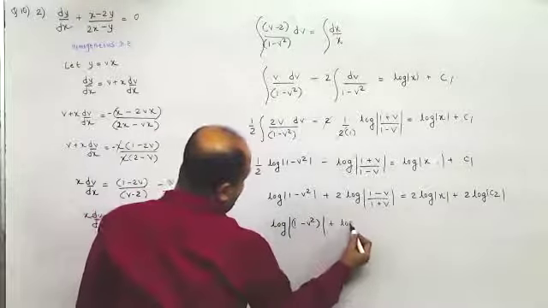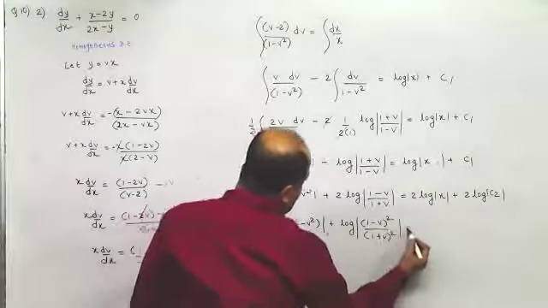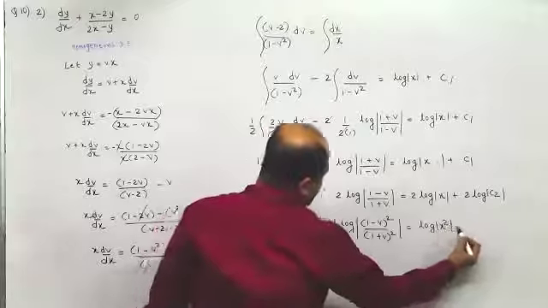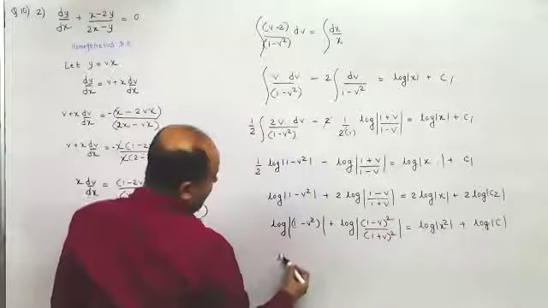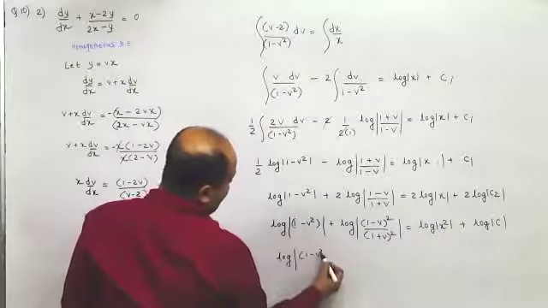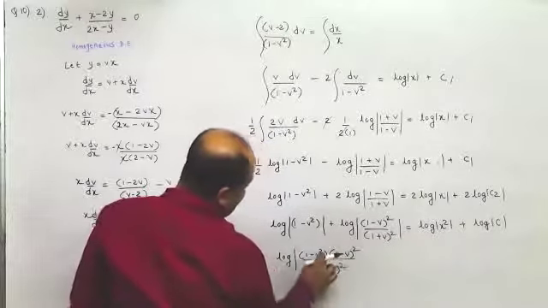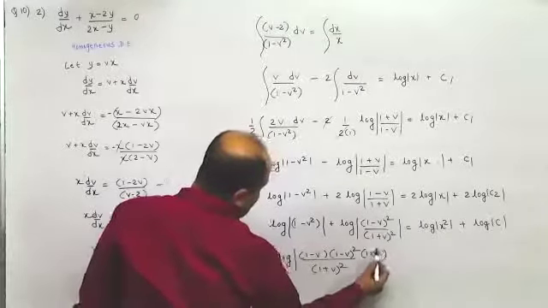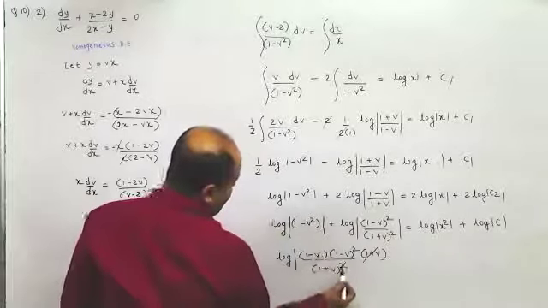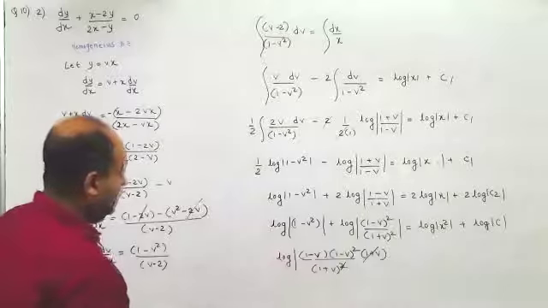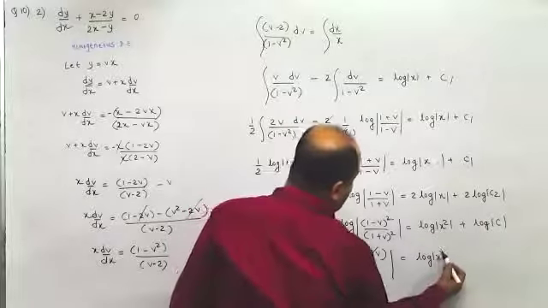Then plus log of (1 minus v) the whole square upon (1 plus v) the whole square is equal to log of x square, and here I'll get log of constant. Now this is 1 minus v, log of (1 minus v square) into (1 minus v) the whole square upon (1 plus v) the whole square. I'll write this as (1 minus v) into (1 plus v). So this and this get cancelled. I'll get 1 minus v upon... this gets cancelled. And I'll get (1 minus v) cube equal to log of x square into constant.